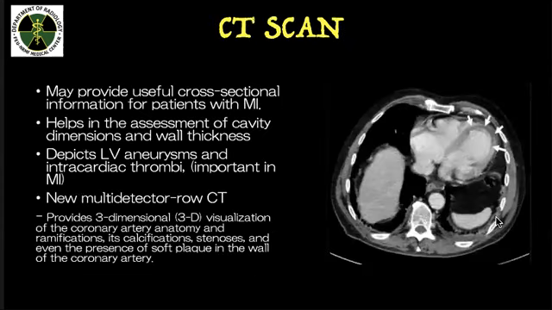So your CT scan, it may provide useful cross-sectional information for patients with MI. It helps in the assessment of cavity dimensions and wall thickness, and it depicts LV aneurysms and intracardiac thrombi, which is important in your myocardial infarction. So this is your CT scan of the heart after contrast injection in your axial view. Note this transmural filling defect in here, pointed by the arrow, in the anterior wall of the left ventricle. Okay, so this is an example of your myocardial infarction.